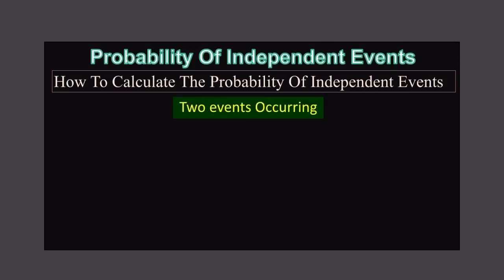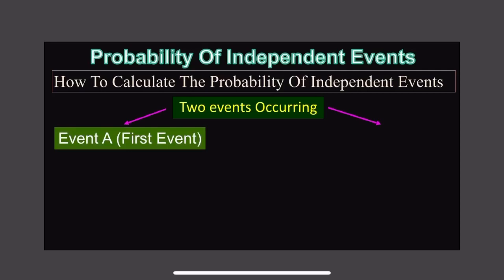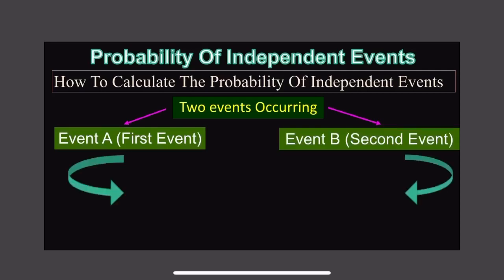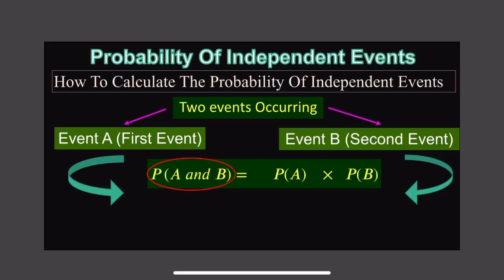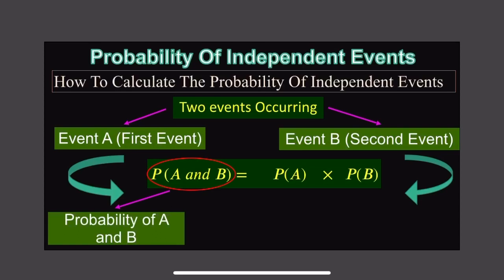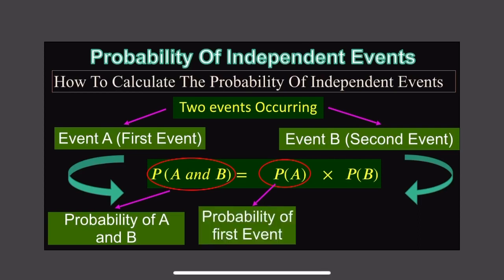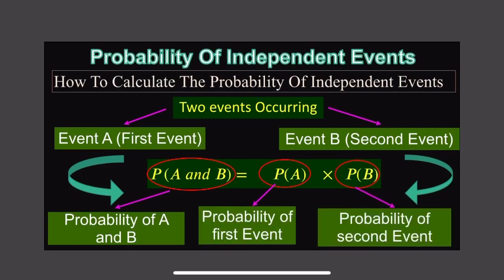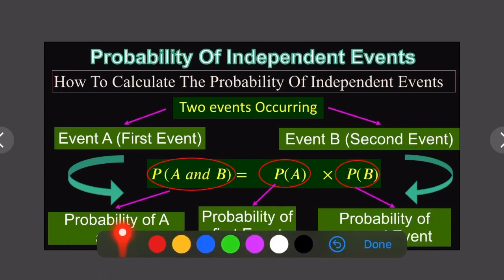When two events are occurring, since they are combined events, the first event is referred to as event A and the second event is event B. By combining both the probabilities A and B, we have probability of A and B is equal to probability of A, which is the first event, multiplied by the second event. In other words, to find the combined probability of independent events, we find the probability of each event separately and calculate the product of it.